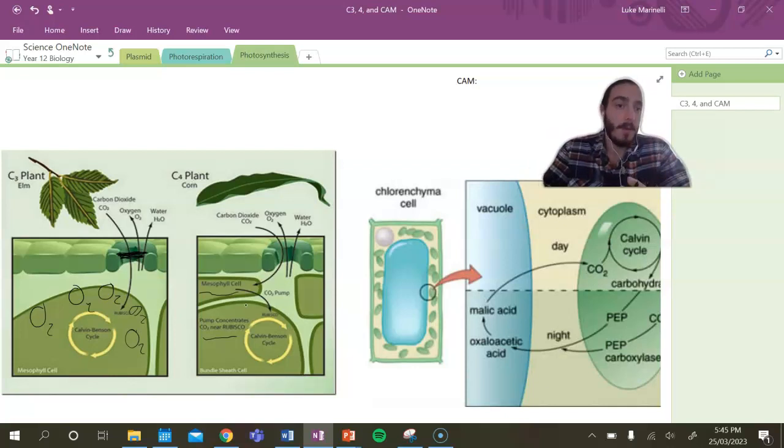What we do is we push malate into the bundle sheath cell, and that's where we get our carbon dioxide, and we can have our photosynthesis as normal. So that's a pretty cool adaptation.